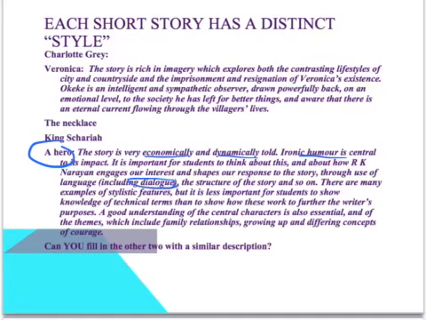We notice the dialogue being referred to, the structure of the story. Many examples of stylistic features. It's less important for students to show knowledge of technical terms than to show how these work for the writer's purposes. Again, focus on what the writer is trying to achieve. A good understanding of the central characters is essential, and the themes, which include family relationships, growing up, and different concepts of courage. Now, all these ideas will become relevant as we move into a discussion of that text in a moment.